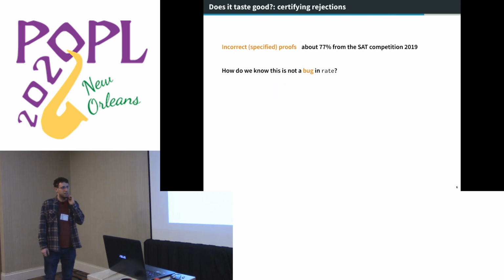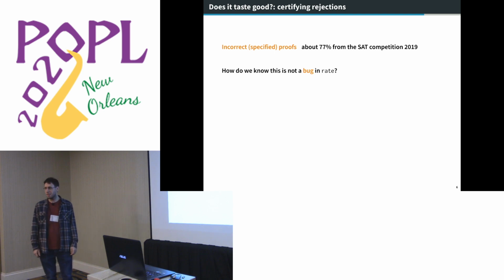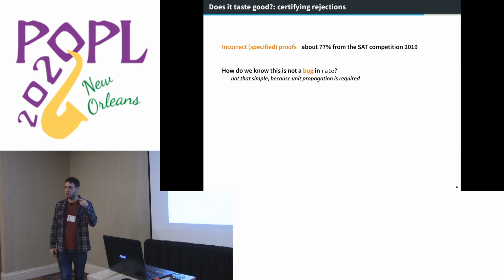There's a third issue. With the data from those experiments, we figured out that when we first ran the experiments two years ago on the SAT solver competition, it was 60% of incorrect proofs, incorrect according to the specification. And now in the last SAT solver competition, we're up to 77%. So how do we know that this is not a bug in Rate? Which could be the case because checking a single inference step in a DRAT proof already requires unit propagation, which to be performed efficiently needs very complex data structures. It cannot quite be done in a certified way.